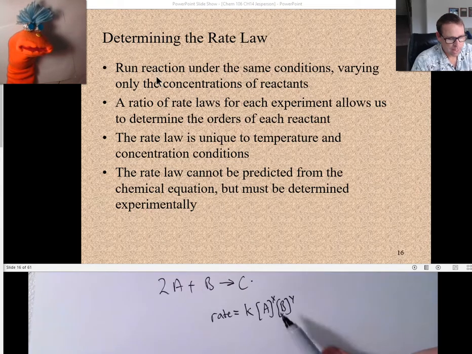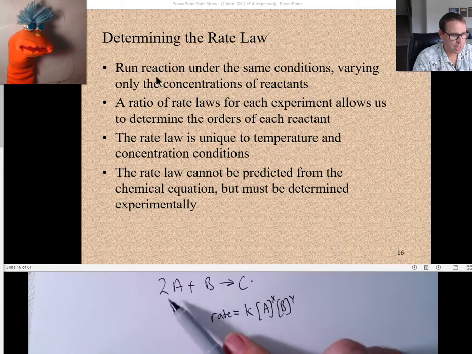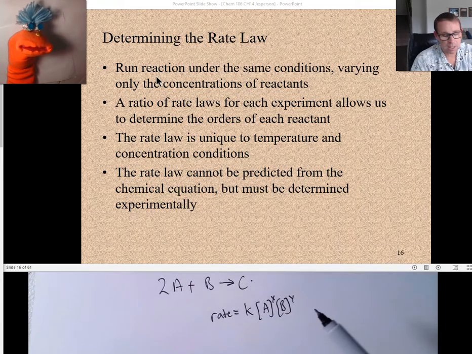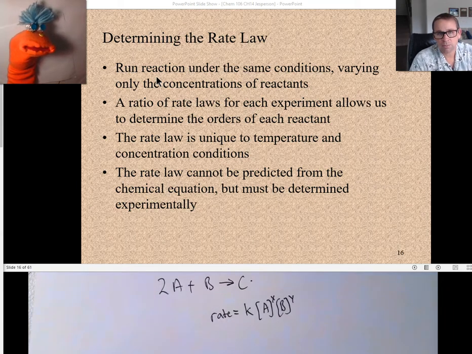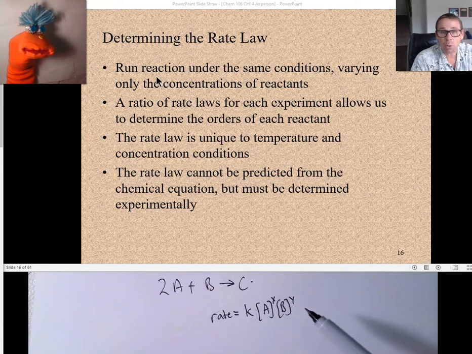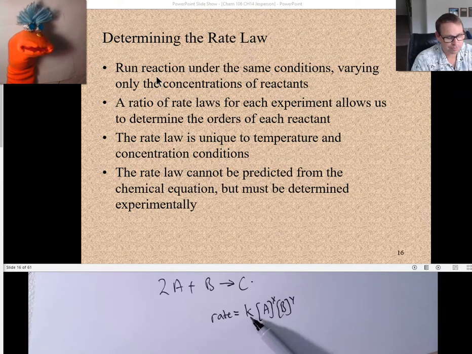Okay? X, some people want to say, oh, X is going to be 2. But that's not the case. X and Y are independent of my coefficients there, right? Independent of this stoichiometry here. So I don't know. X and Y might both be 0, and this reaction might depend only on the K, the rate constant.